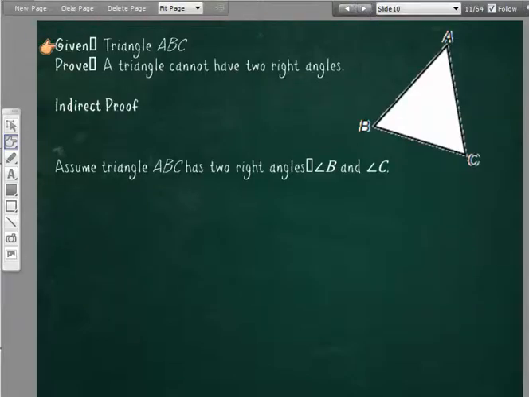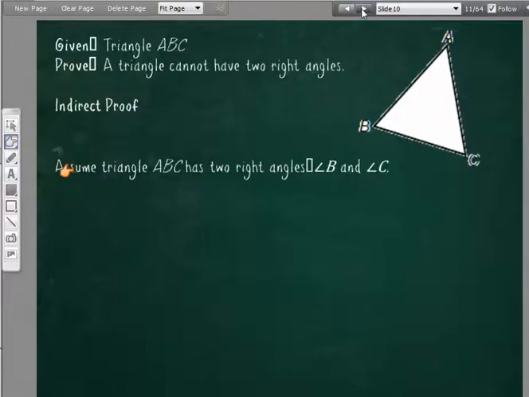Okay, here's our given. We have triangle ABC. We're going to prove a triangle cannot have 2 right angles. Okay, it's just not possible. That's what we're going to prove. So here's our indirect proof. The first sentence in our paragraph is we're going to assume ABC has 2 right angles, which is angle B and angle C. Alright, so that's kind of our contradiction, isn't it? Because if we're proving it can't have it, it's a contradiction to say that it can.